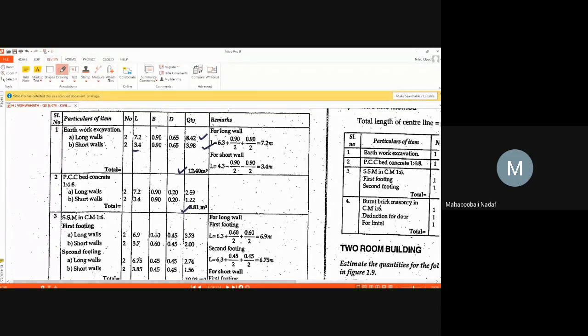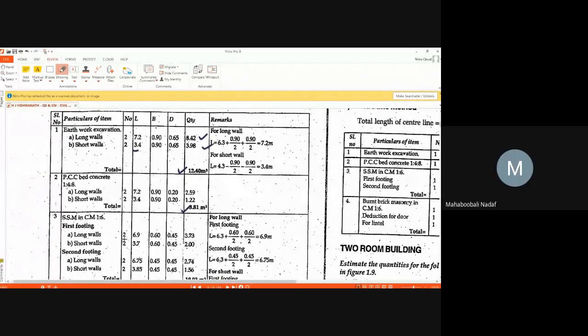Everyone, is this calculation of the PCC bed clear? Yes, sir. Everyone, is that clear? Shall I go to the next item, that is SSM, stone masonry? Shall I go? Yes, sir.